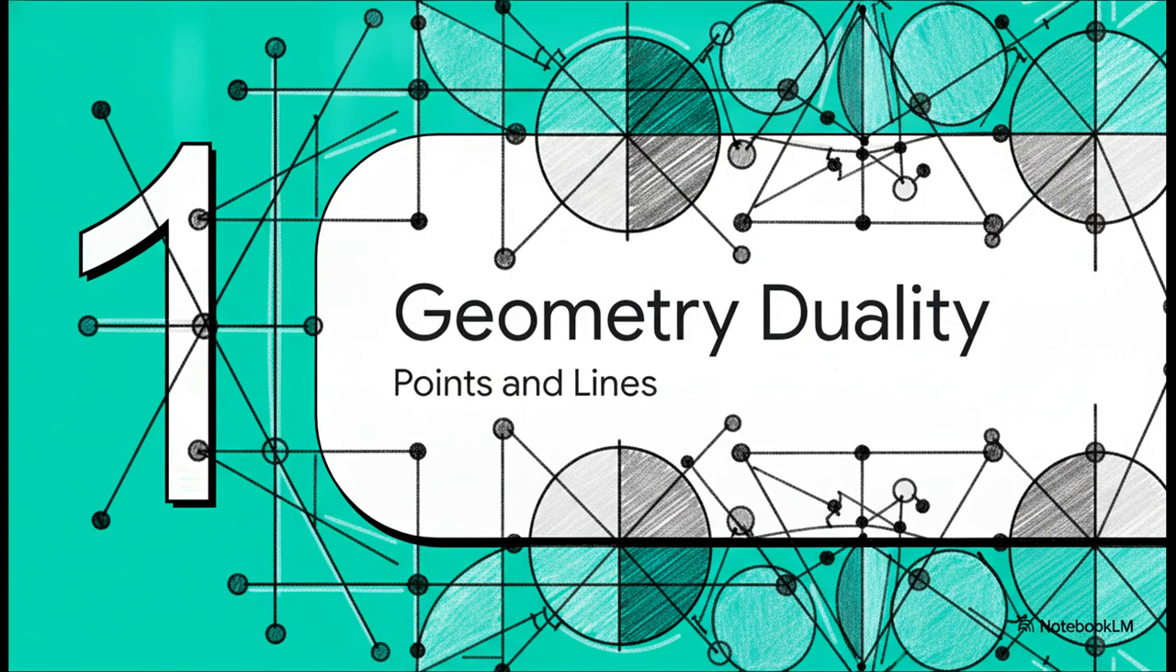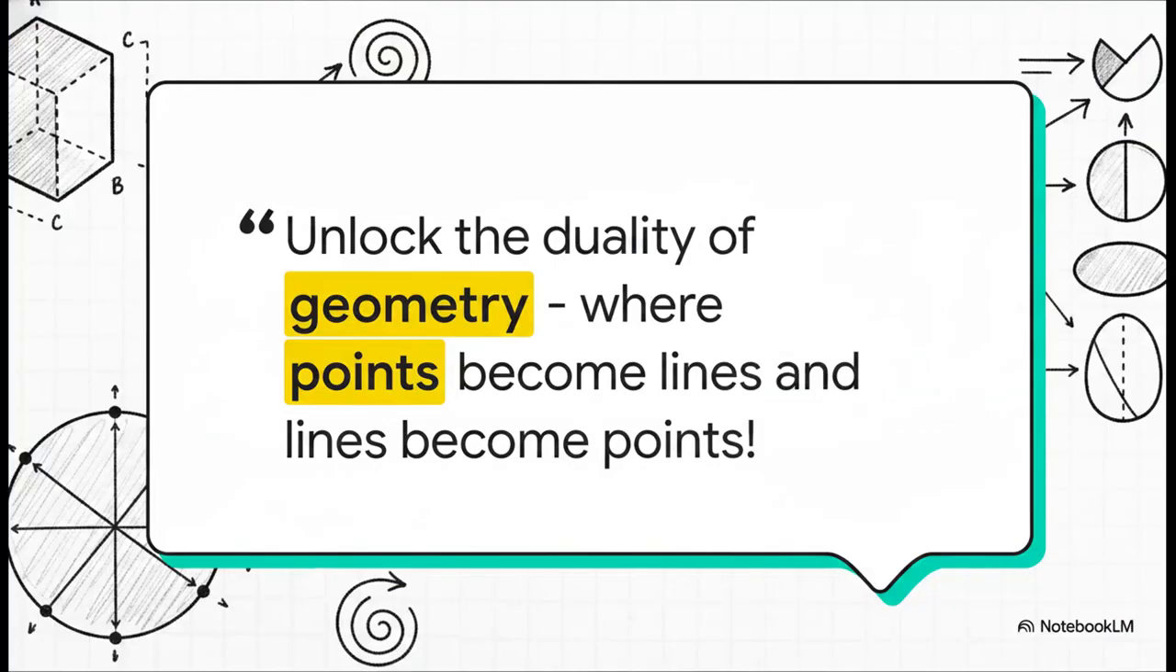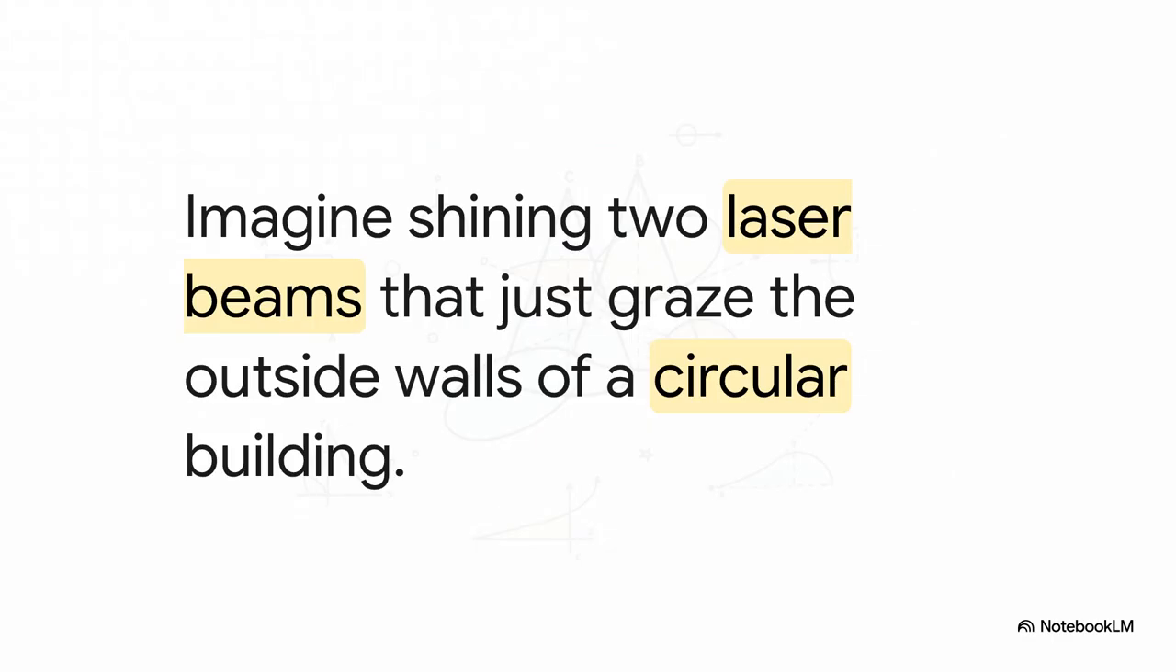The beautiful geometry duality. There's a really incredible quote from our source material that says, "Unlock the duality of geometry, where points become lines and lines become points." I mean, that sounds a bit like magic, doesn't it? But in higher geometry, this is a very real mathematical phenomenon known as pole-polar theory. We're dealing with a mathematical universe that can quite literally fold in on itself, completely swapping the identities of specific coordinates and linear equations.